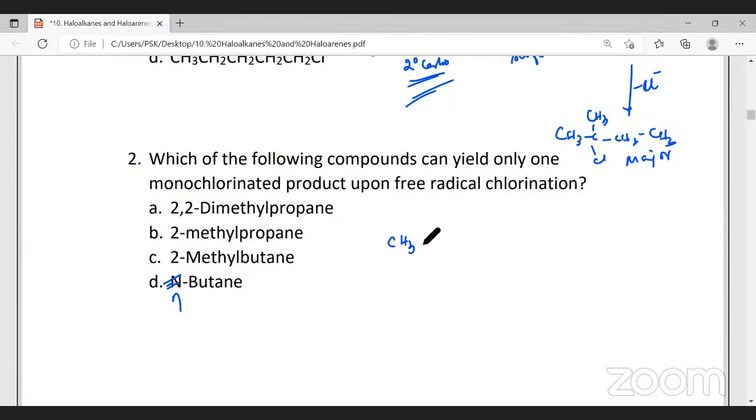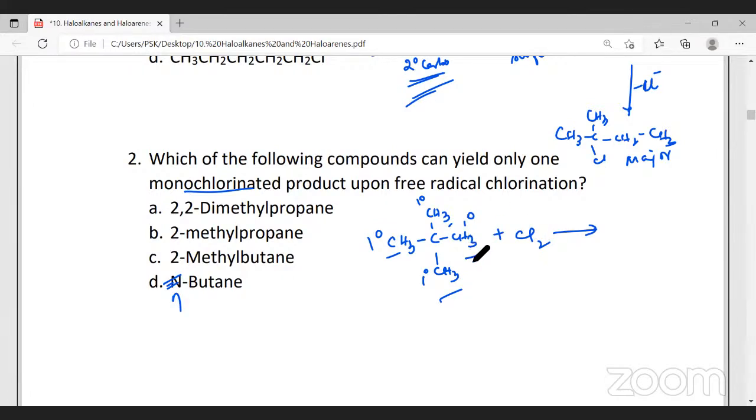Propane is CH3, single bond C, single bond CH3. Since 2,2-dimethyl, here also you have CH3, here also you have CH3. Now observe this. If you chlorinate this, I can show the hydrogen elimination from this carbon, this carbon, this carbon, or this carbon. All the carbon atoms are primary carbon atoms. So I can show the reaction taking place at any of the carbons. One hydrogen will react with chlorine to form HCl, and that hydrogen is replaced by chlorine.